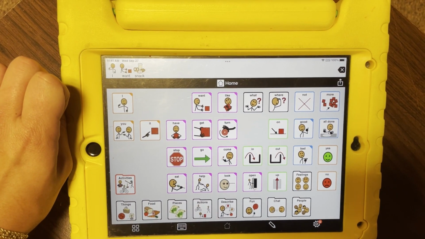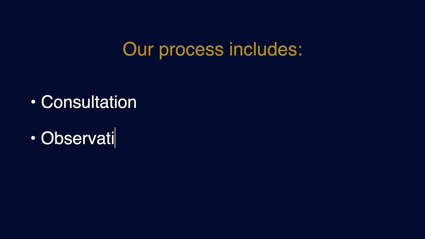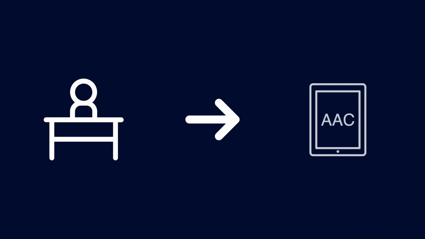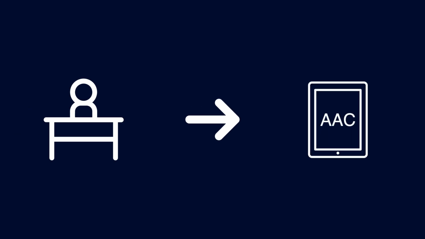I want a snack. Our process includes consultation, observation, and collaboration with teams and families to carefully identify communication needs, which enable us to determine the most suitable AAC system for students. We essentially look at current skills and needs of the student and do our best to match them with an AAC system we think may work well.